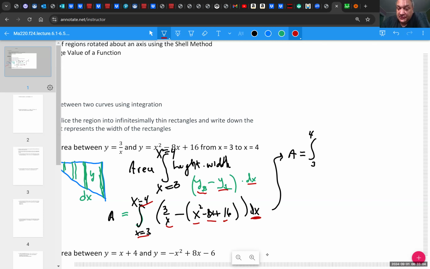All right, so I will just distribute the minus sign for this simplification. So 3 over x minus x squared plus 8x minus 16, and all this is times dx. And because these are added or subtracted together, I can just do each one separately. The integral of 3 over x, 3 is a constant being multiplied, so it doesn't affect the antiderivative. So it's 3 times whatever the antiderivative of 1 over x is. The antiderivative of 1 over x is just ln x.